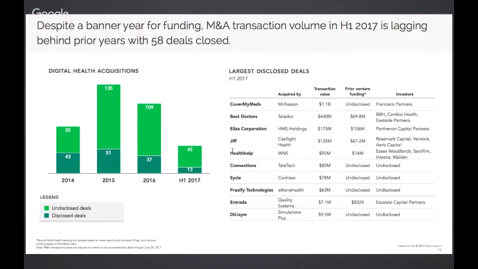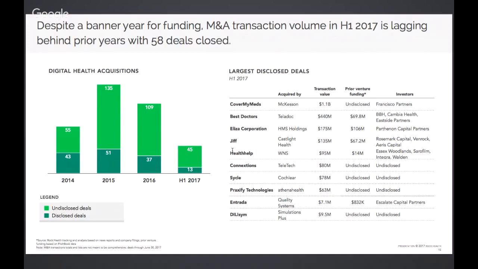Exit activity did not have the banner half that fundraising did. We tracked 58 digital health mergers and acquisitions in H1, which is behind the 146 deals that were closed last year. And that means that at the half mark, there were 87 M&A deals. So this year, we're about a third behind the number of M&A deals that were closed at this time last year.